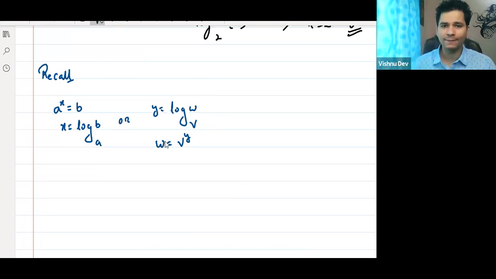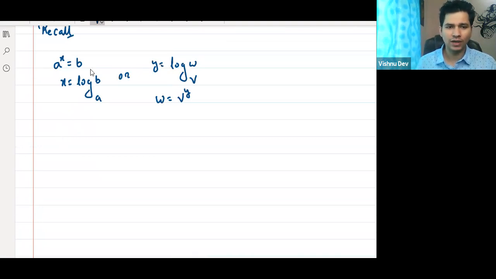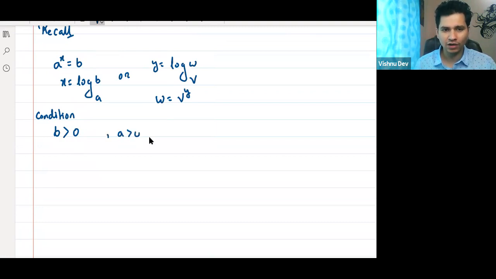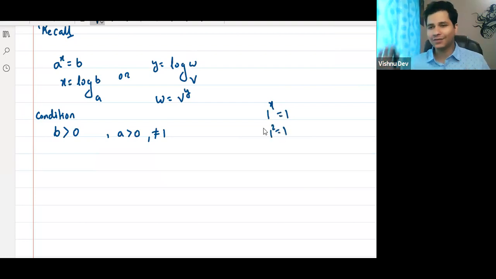Now, there is one more condition. If I have log b, the value b should always be greater than 0. The value of a should also be greater than 0, and it should not be equal to 1, because 1 to the power anything is 1, so the log cannot be defined, because x can be anything. That's why the base should not be equal to 1.